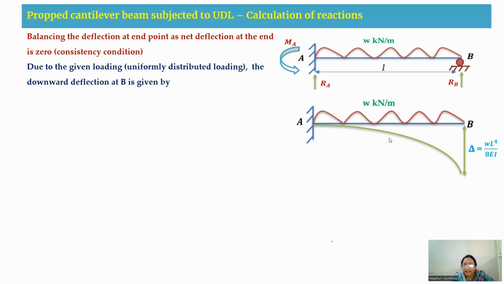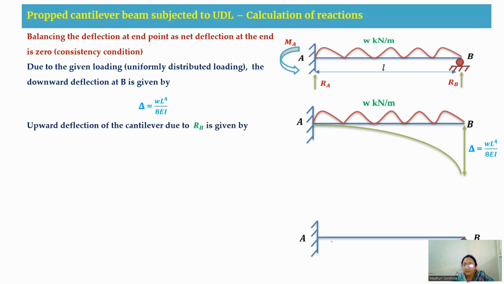And next, this is your deflection 1. So this deflection is your downward deflection. Next, coming to your second case, that is an upward deflection of a cantilever beam. So this is a cantilever beam which is having a prop here. So due to this prop condition, due to this vertical reaction at B, we are going to have the deflection in the upward direction. So the deflection here, the formula is RB into L cube by 3EI.